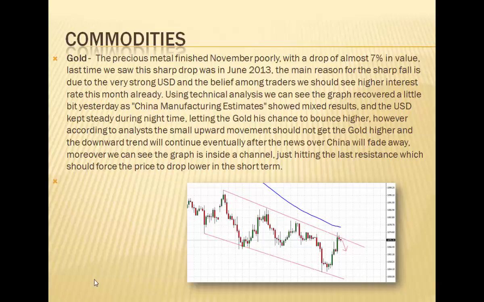Using technical analysis, we can see the graph recovered a little bit yesterday as China manufacturing estimates showed mixed results, and the dollar kept steady during nighttime, giving the gold its chance to bounce higher. However, according to analysts, the small upward movement should not get the gold higher, and the downward trend will continue eventually after the news over China will fade away. Moreover, we can see the graph is inside a channel, just hitting the last resistance, which should force the price to drop lower in the short term.